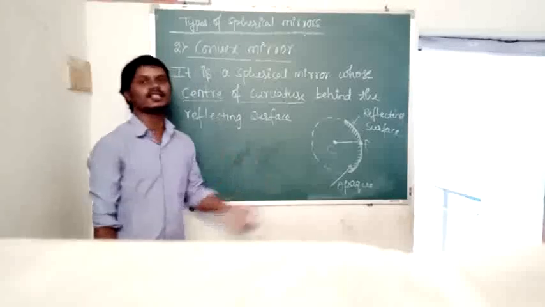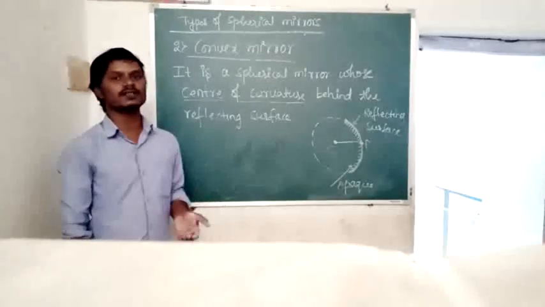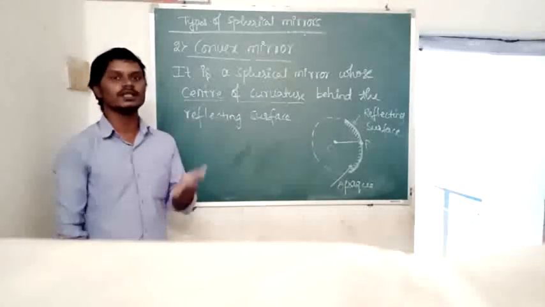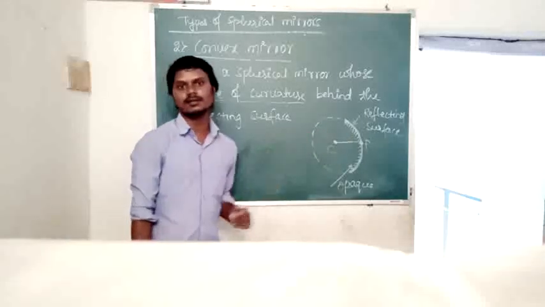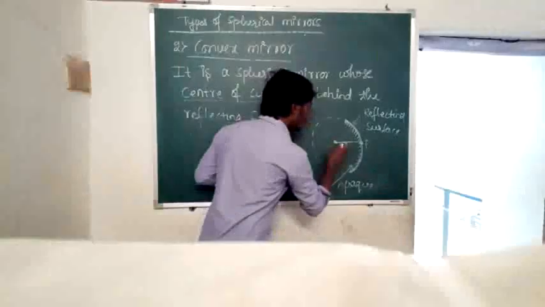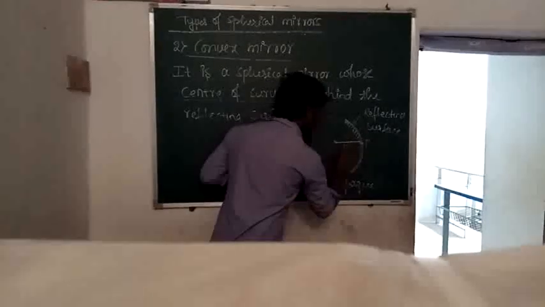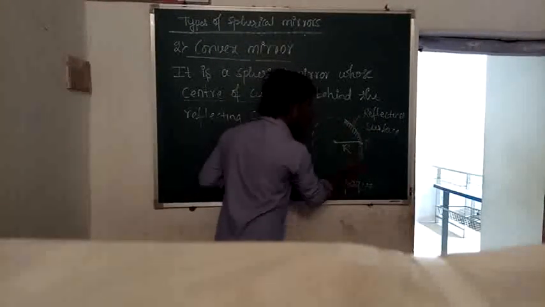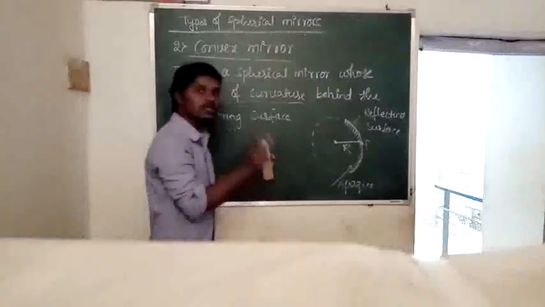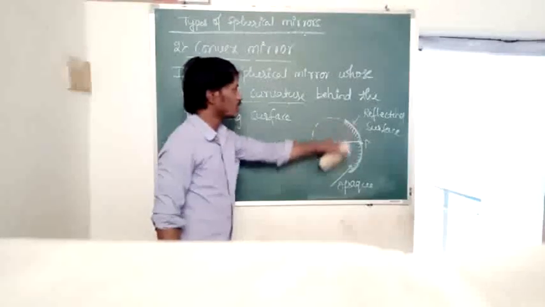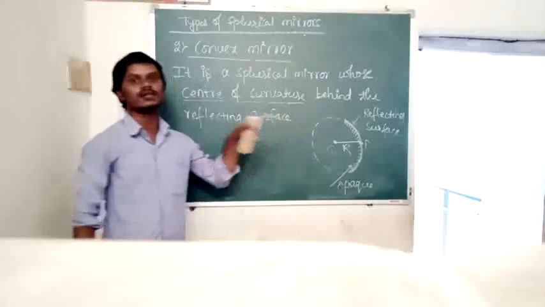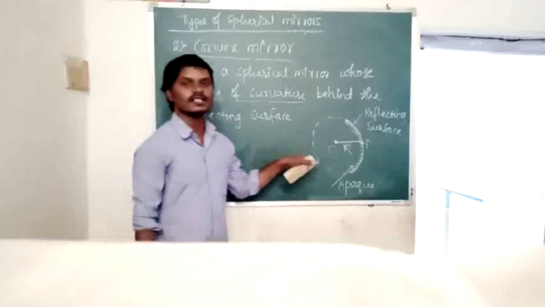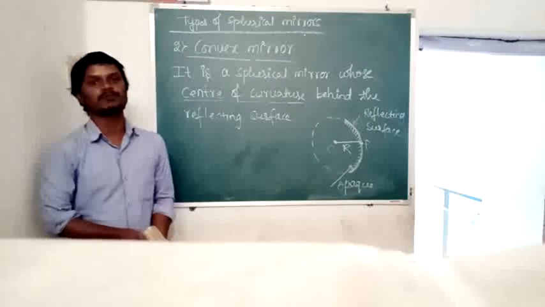Then what is the radius of curvature? The radius of curvature is the radius of the sphere which forms the spherical part. The radius of that sphere is called the radius of curvature of the spherical mirror.